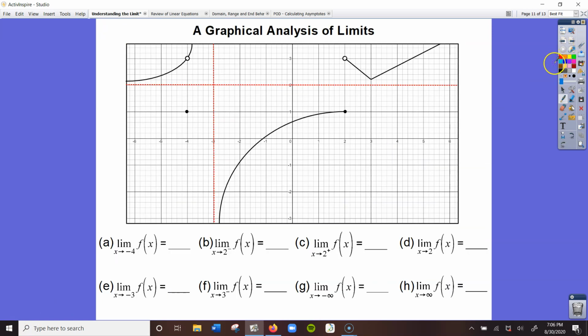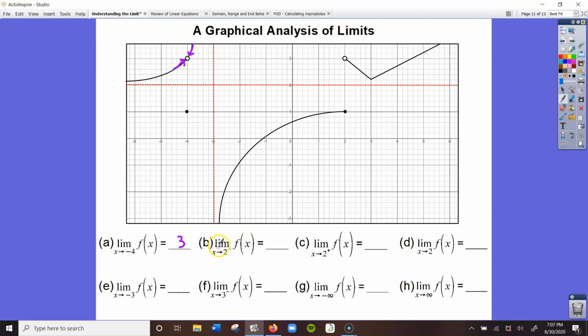Now we're going to look at some graphs and practice what we've learned. So here we have this graph of some really complicated function. The limit as x is approaching negative 4. Now here's negative 4. We have this function value, but we're looking for the limit. So I'm going to look for my curve, which is right here. Now you can see that the left and the right are both approaching the same number, which is 3. So that's your limit.